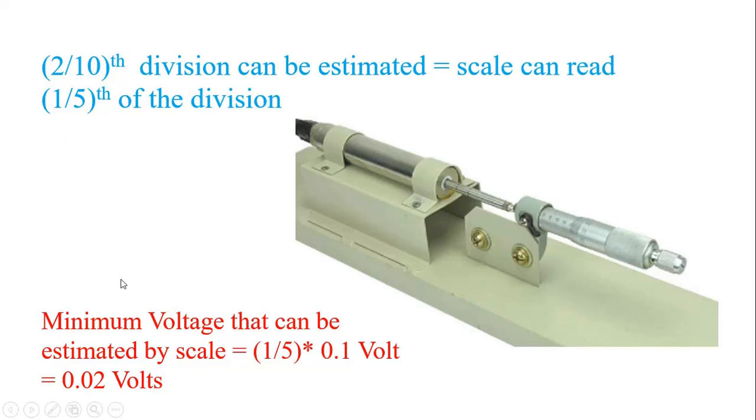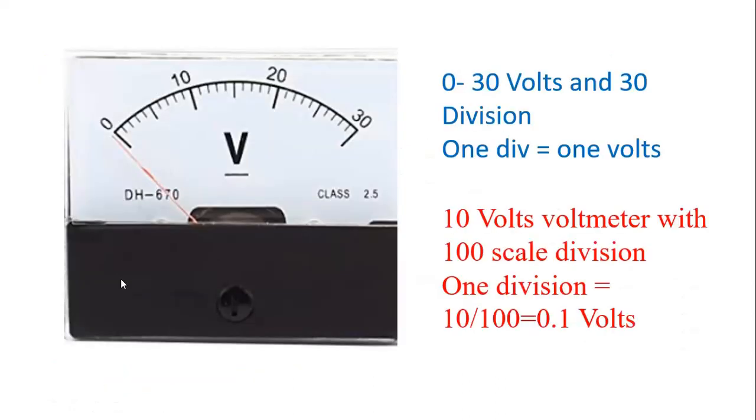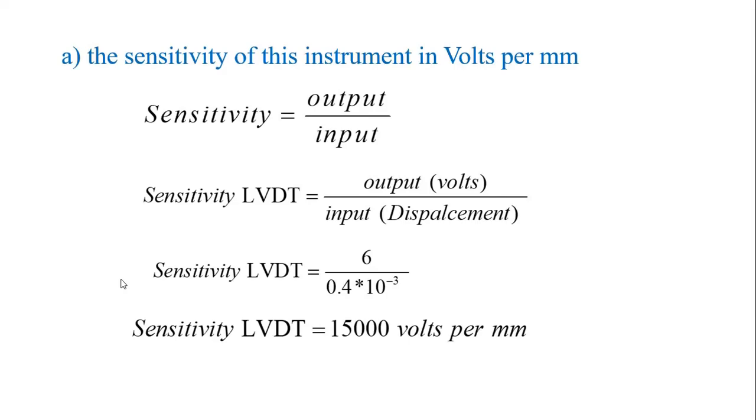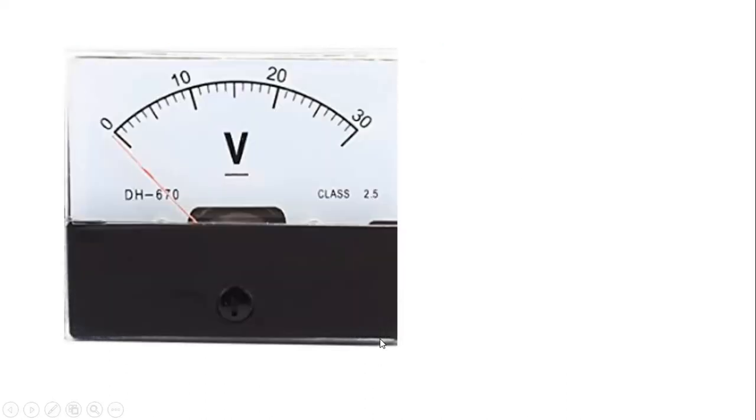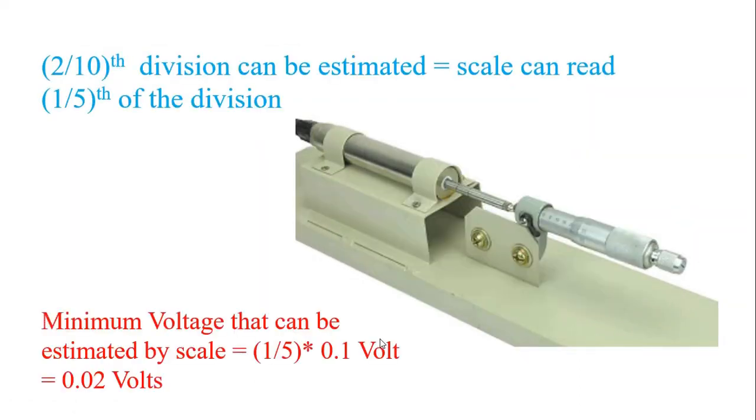How can we find that out? For that we will again go to the first part, that is sensitivity. Now we know that the sensitivity we have got is 15,000 volts per mm. Means 1 mm is giving you 15,000 volts. 1 mm is giving 15,000 volts. That is the sensitivity. Now by using that sensitivity value, we have to find out the resolution in mm. How can we find it out?